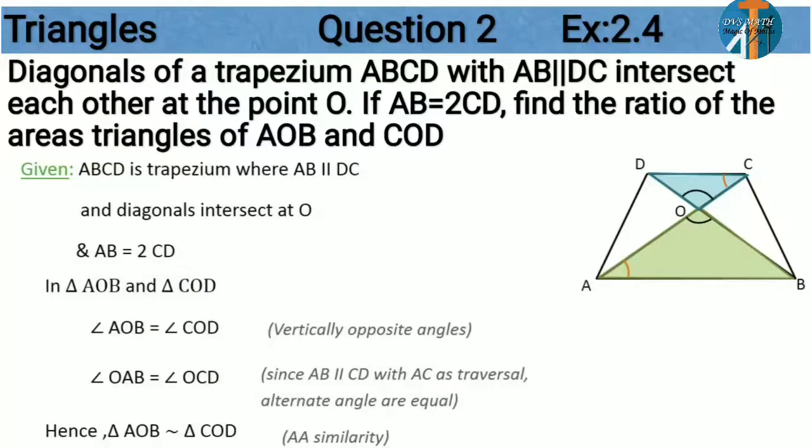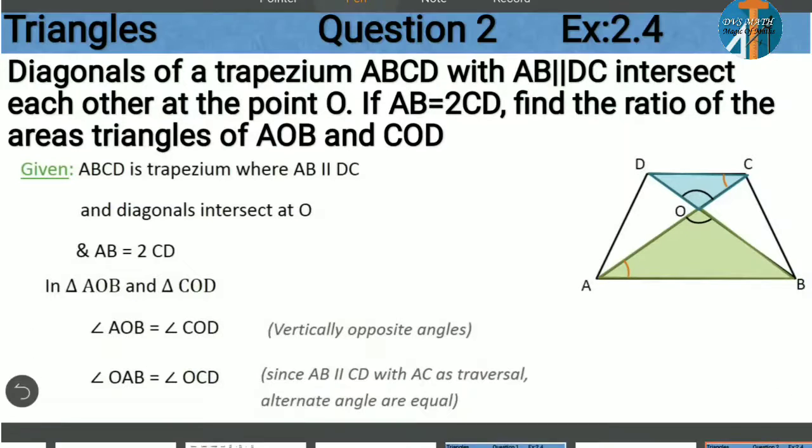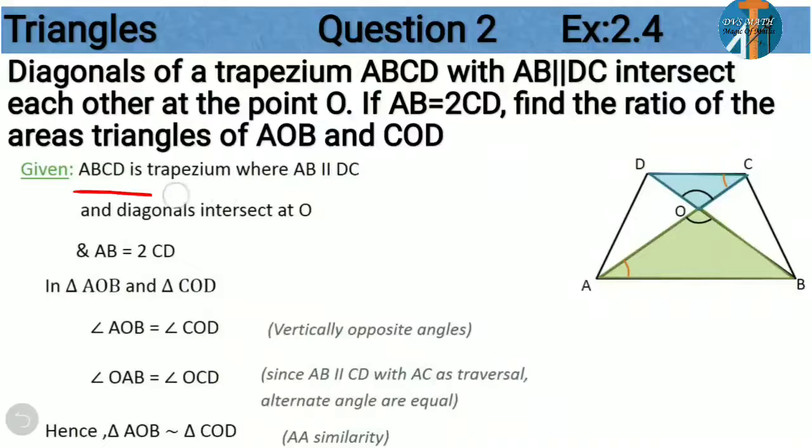Okay, let's start, and this is also very simple. First let's write the given: ABCD is a trapezium and here AB is parallel to CD and the diagonals are intersecting at point O. And AB is 2 times CD. So this is the given part. So let's find the area of this.